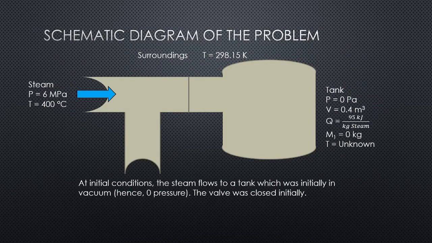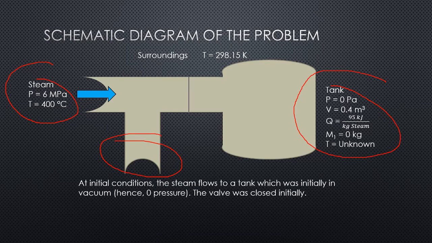We are given a steam at 6 megapascal and 400 degrees C and a tank in a vacuum, and another pipe that leads to the other reservoir. The volume of the tank is 0.4 cubic meter and there is 95 kilojoule of heat exchange with the surroundings per kilogram of steam in the tank.